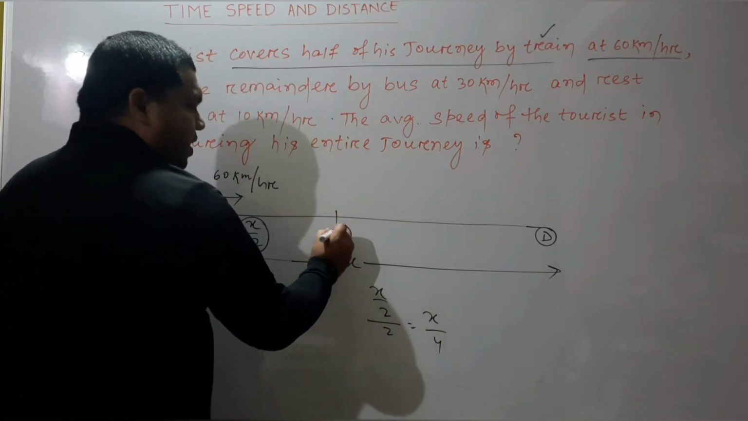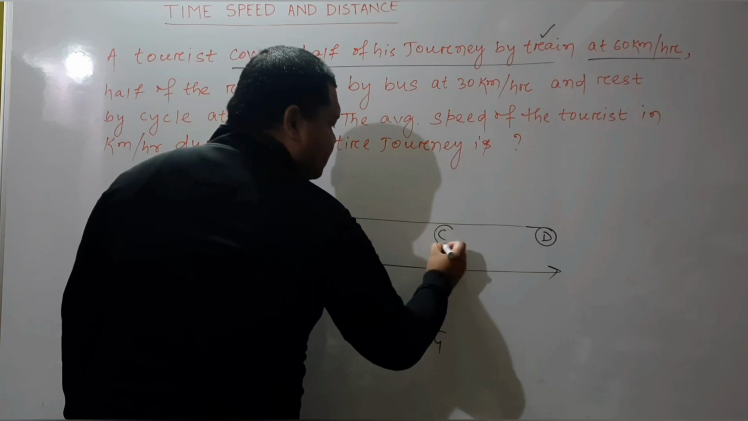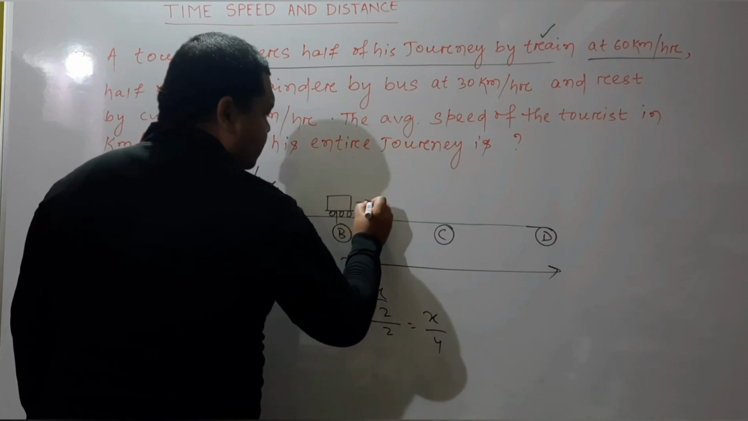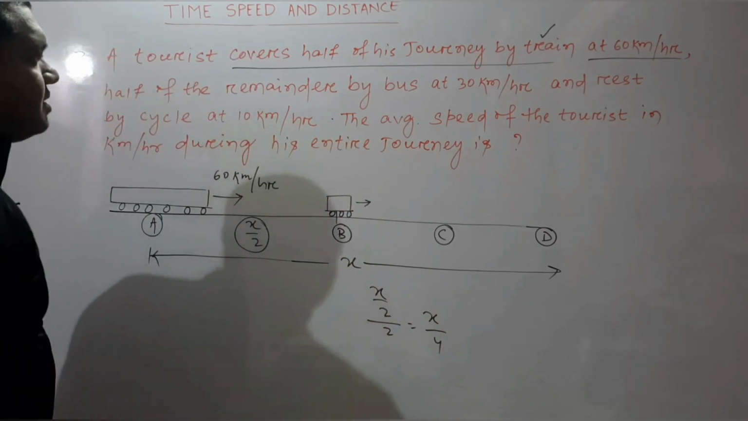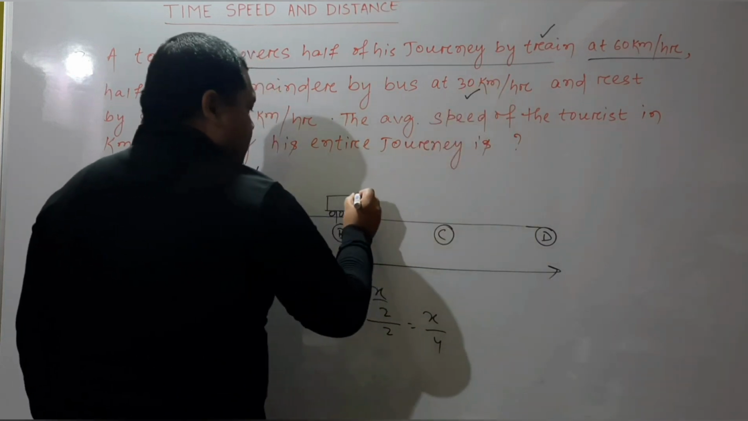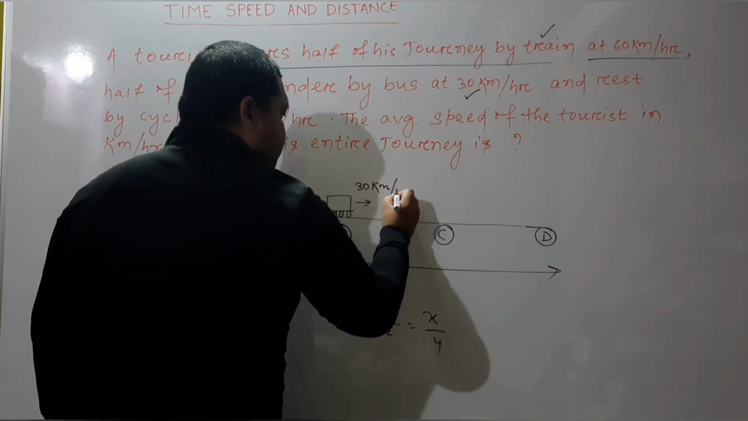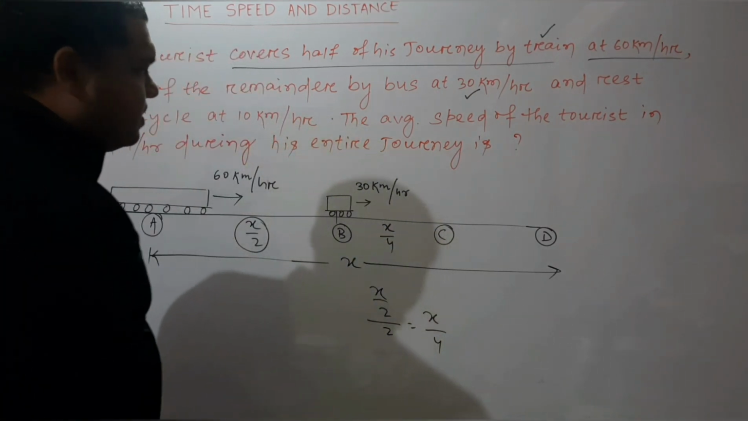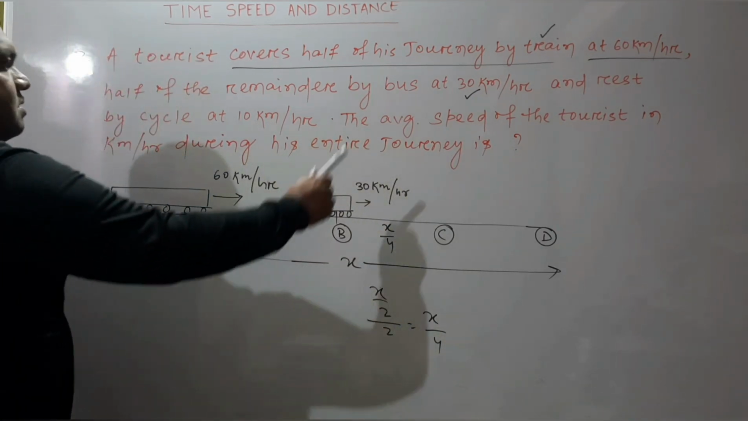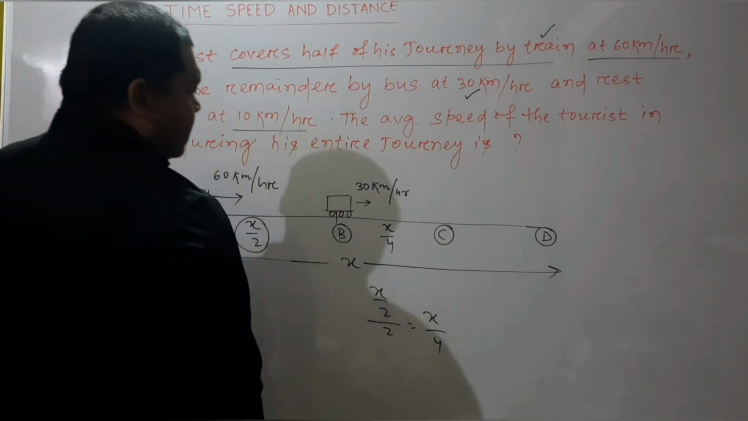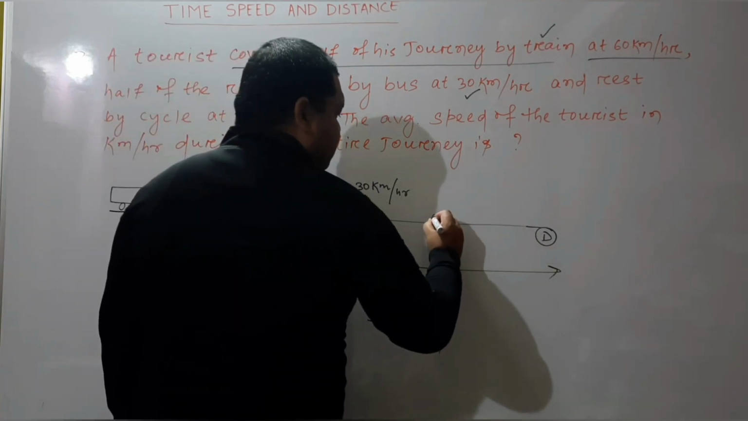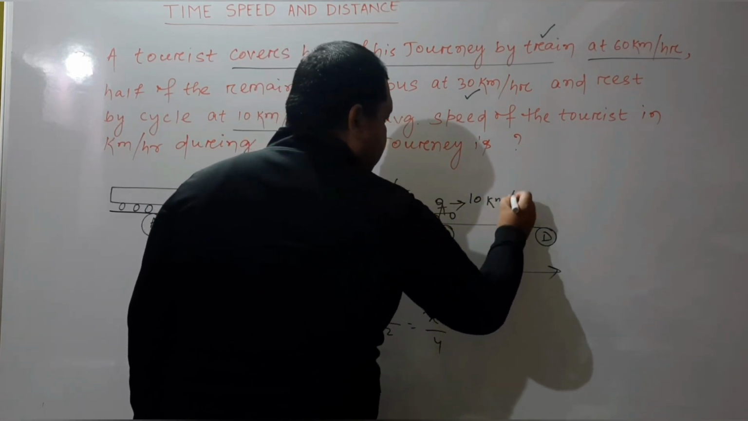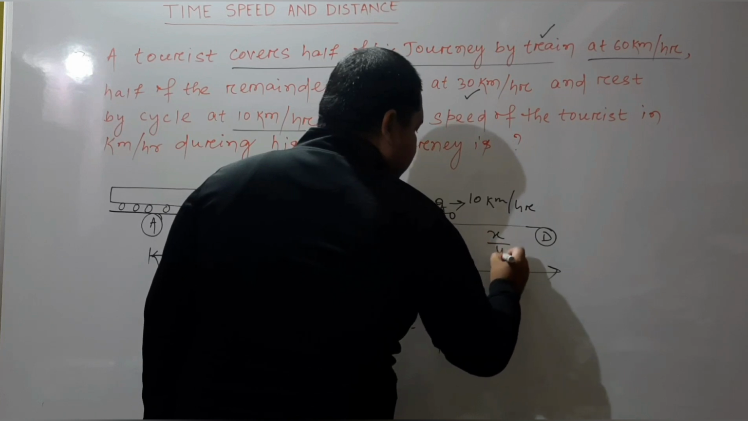That means from position B to position C he traveled by bus, and here the speed is 30 kilometer per hour, which is given in the question. And the distance is X by 4 kilometer. And then the rest by cycle at 10 kilometer per hour. That means from C to D he traveled by cycle, the speed is 10 kilometer per hour, and the distance is again X by 4.